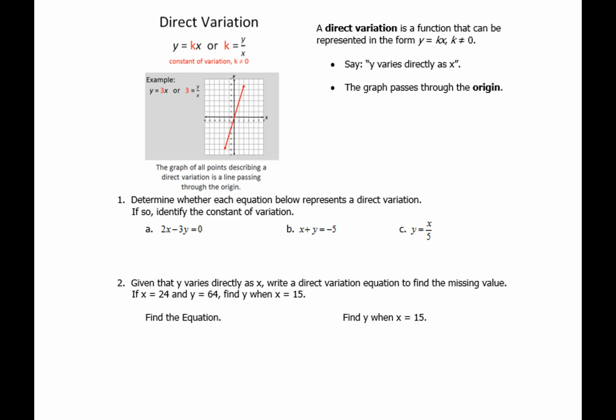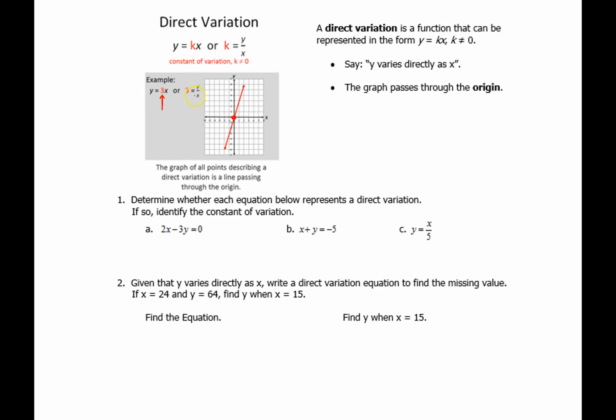Okay, so let's talk about direct variation first. Direct variation is a function that can be represented by this straight line that goes through the origin. We're going to say Y varies directly as X, and it, as I said, will pass through that point 0,0. So if you look at these 2 examples here, you can see that our constant of variation is 3, and we have everything in the numerator.